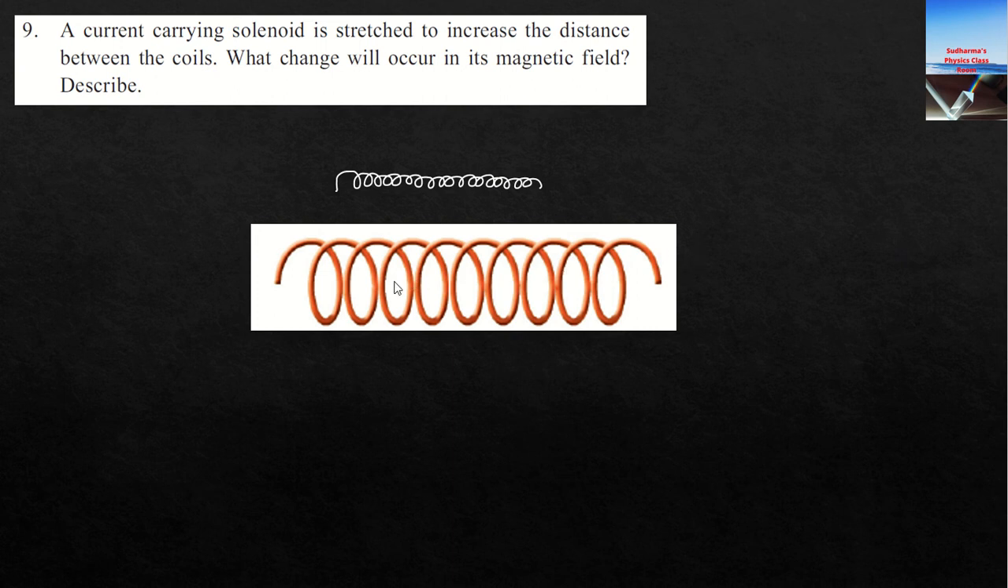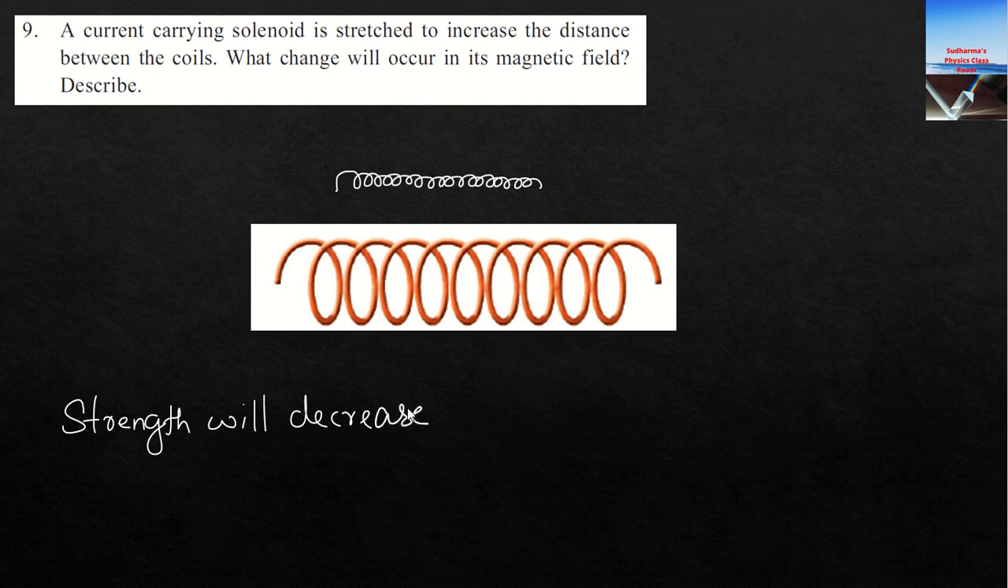So when the distance between the coils is increasing, the magnetic field lines in that region go away and away from each other, that is, the distance between the field lines increases. That means the magnetic flux density will decrease. So what's the question here? What change will occur in its magnetic field? So we can say that the strength of the magnetic field will decrease.